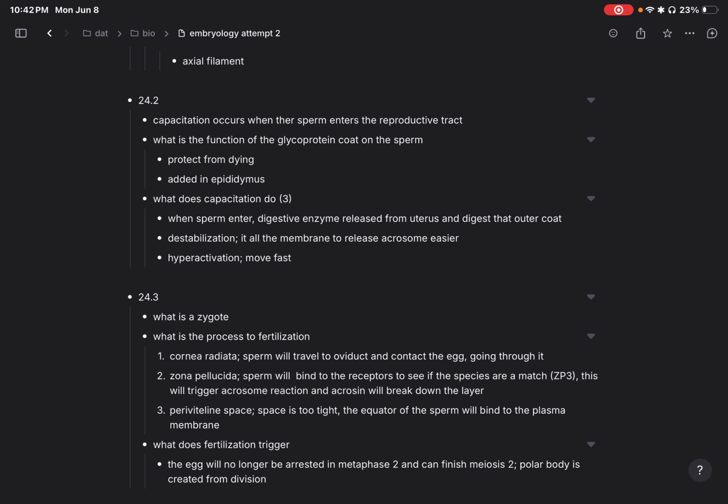You kind of forgot that there's the seminiferous tubules, the Leydig cells, the Sertoli cells. Don't really remember what the epididymis did. It's all the vas deferens. Yo, okay, what is the epididymis?